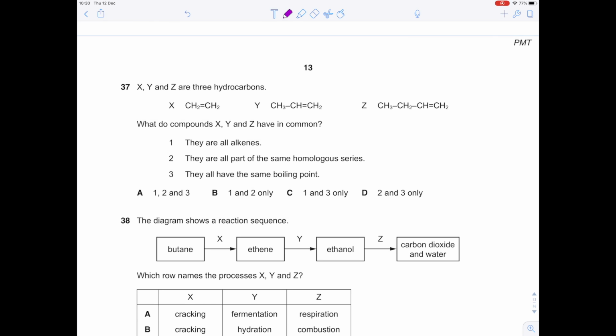X, Y and Z are 3 hydrocarbons. What do compounds X, Y and Z all have in common? They're all alkenes, yes, because they have this carbon-carbon double bond. They're all part of the same homologous series. For sure, they're all alkenes. That is their homologous series. They all have the same boiling point. No, remember that members of the same homologous series have the same chemical properties, but different physical ones. And linked with physical properties is their boiling points. They will not be the same. So 1 and 2 is correct only, so B.